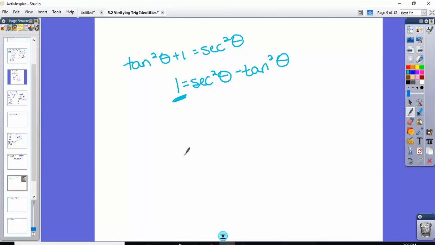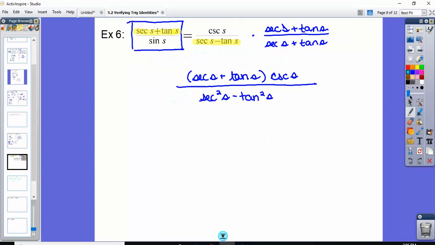If you got stuck on homework problem 43 yesterday, this is probably where you got it. You simplified the left and you got 1, and you were trying to prove that it equals secant squared minus tangent squared, and it does from the identity. So I am going to change my denominator to just a 1.